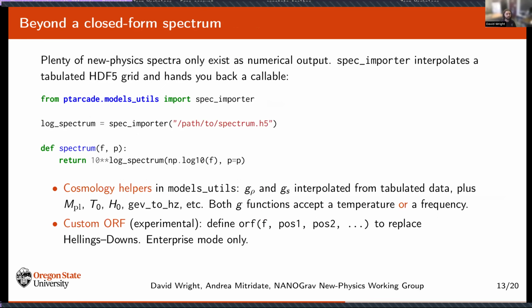We also have a lot of helpers when you're doing these new physics models. You need to use natural units. You need things like the energetic and entropic degrees of freedom. Things like that are all in there for you already. The other thing is if you're doing modified gravity searches and you have different ORFs, that's something that we're experimentally testing right now as well.